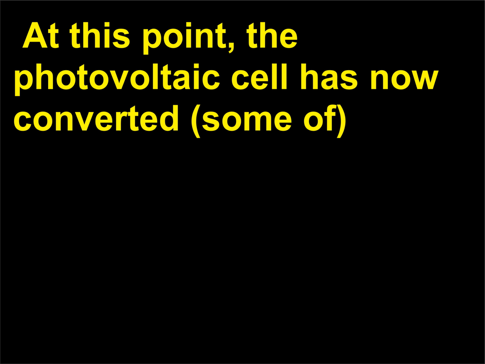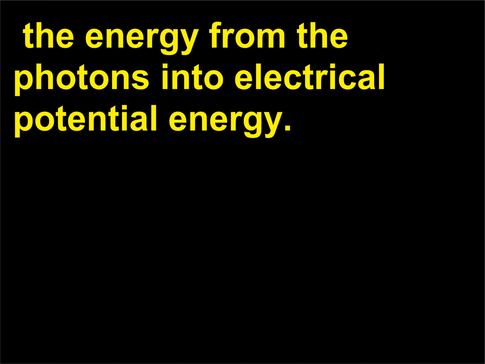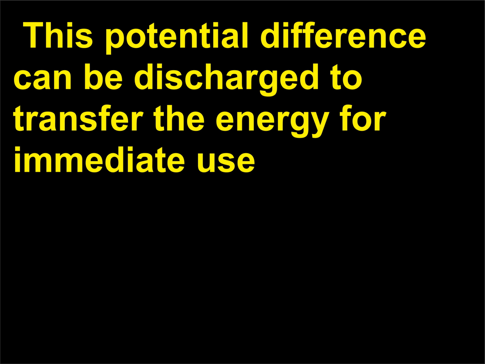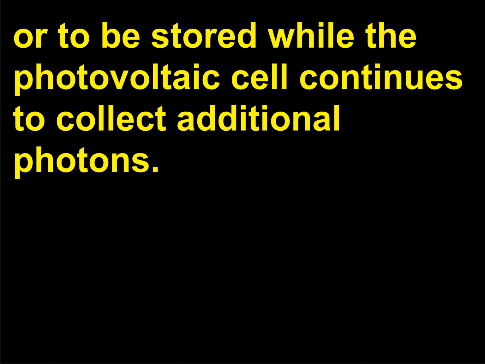At this point, the photovoltaic cell has now converted some of the energy from the photons into electrical potential energy. This potential difference can be discharged to transfer the energy for immediate use, or to be stored while the photovoltaic cell continues to collect additional photons.